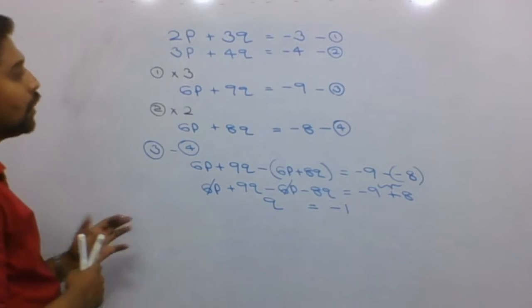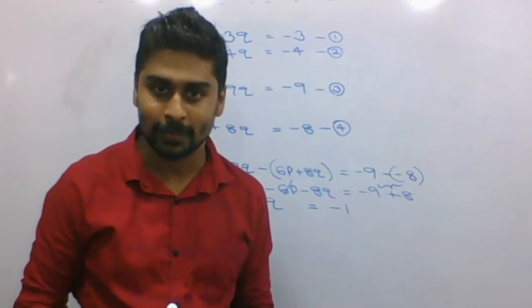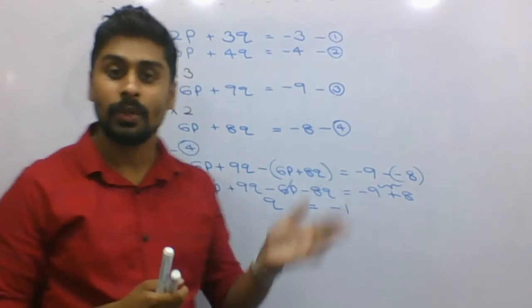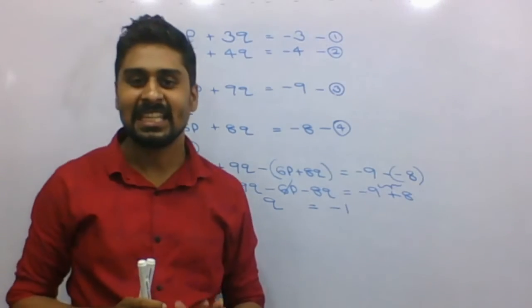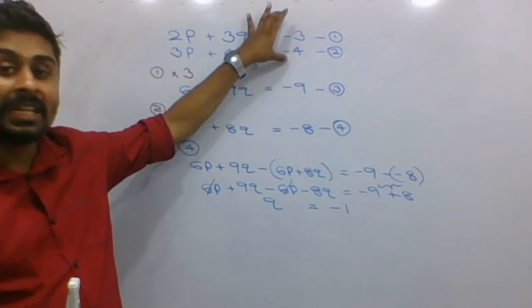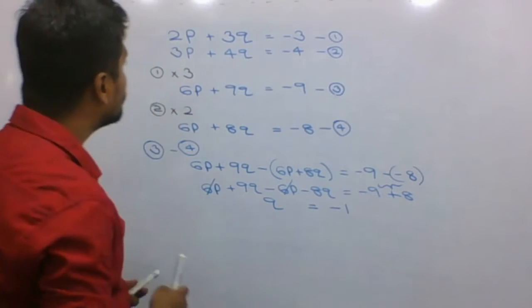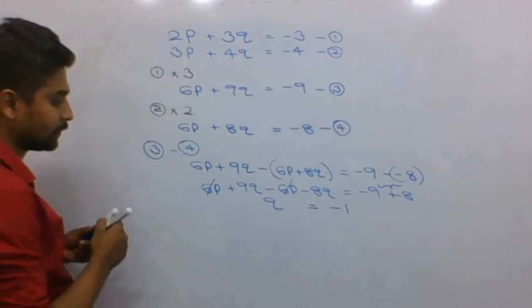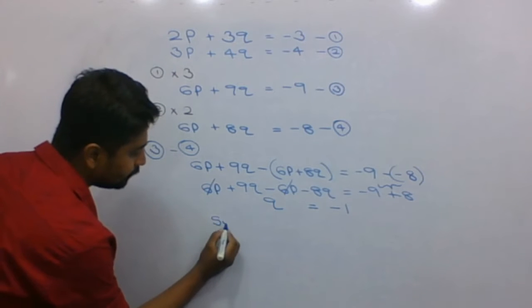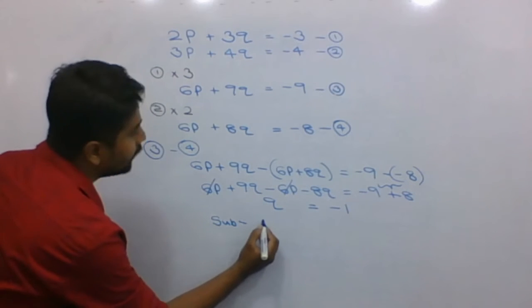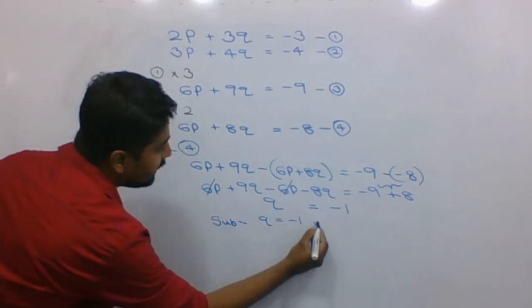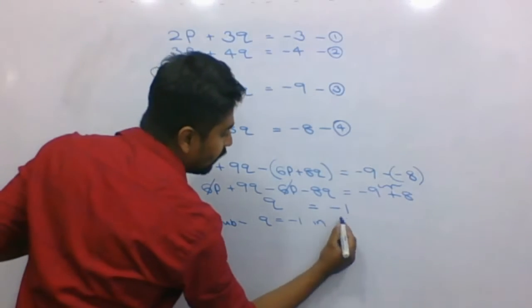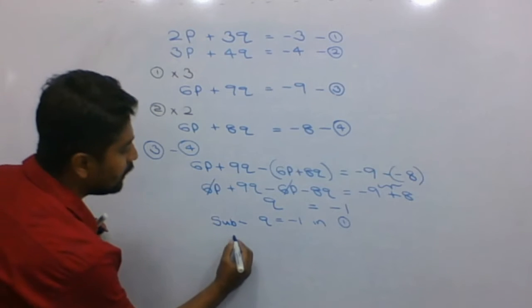Then what are we going to do? You are going to find the p value. To find the p value, you can substitute in any of the 4 equations. But it is easy, we can substitute it here. Right? So I am going to substitute it in the first equation. Substitute what? q equal minus 1, in where? The first equation. Right? So I'm going to do it here.